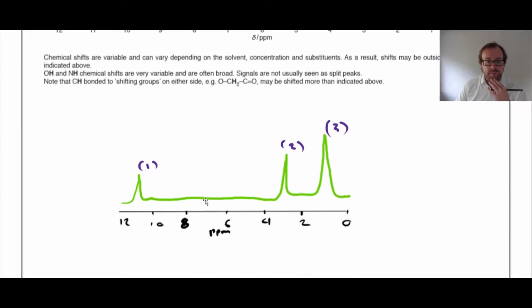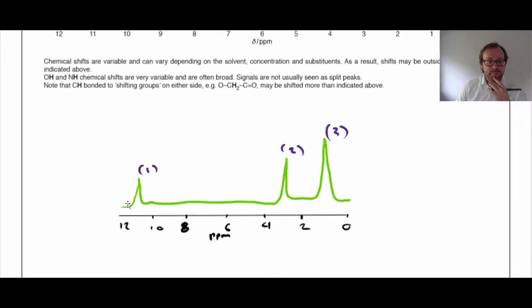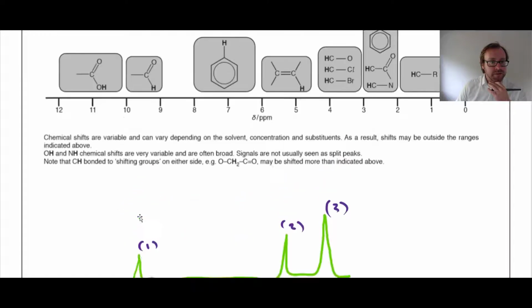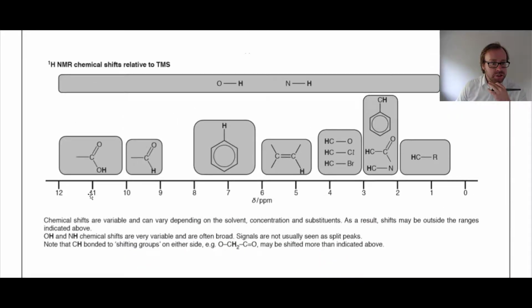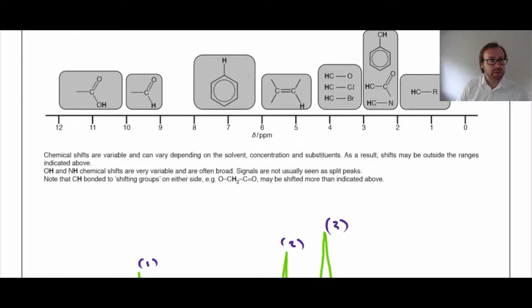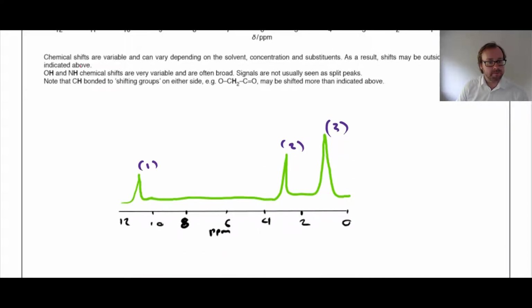Again, I've got my same example, and I can see that the first peak, which has a ratio of probably 1 hydrogen, is between 12 and 10. So if I look at my chemical shift data, it could be this one here. It's more than likely to be the OH of a C double bond O, which fits with our number of hydrogens because we only have one hydrogen.